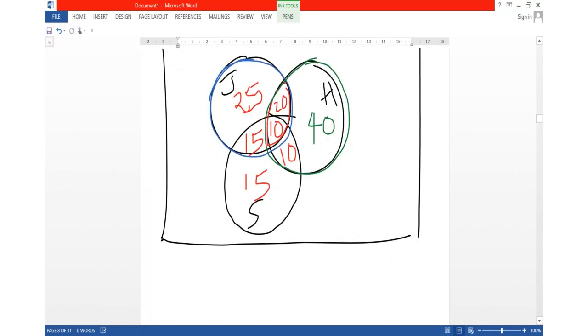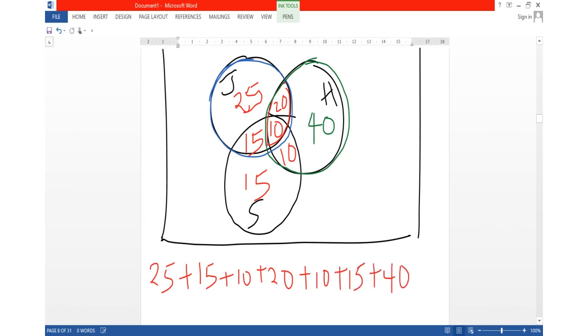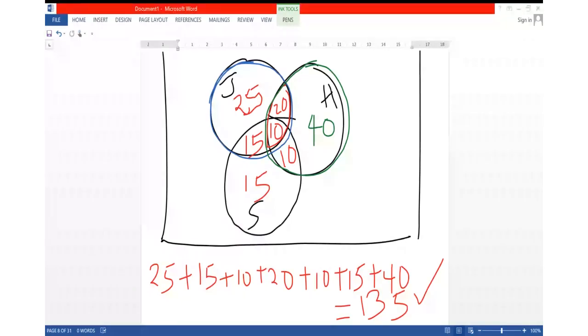So let me add all of them again. 25 plus 15 plus 10 plus 20 plus 10 plus 15 plus 40. It was a big mistake. Confirm this number. 135. Okay, so thank you, 135.